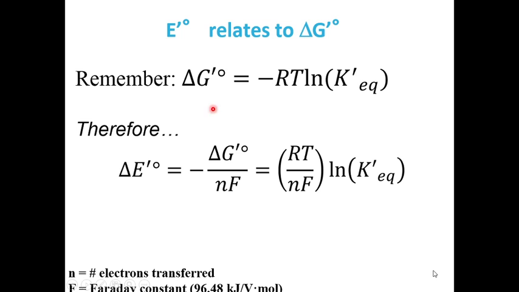Now remember, delta G is equal to minus RT ln K equilibrium. So therefore delta E, the term for delta E becomes minus delta G divided by NF, which is equal to RT divided by NF ln K equilibrium. And hence we have the Nernst equation.